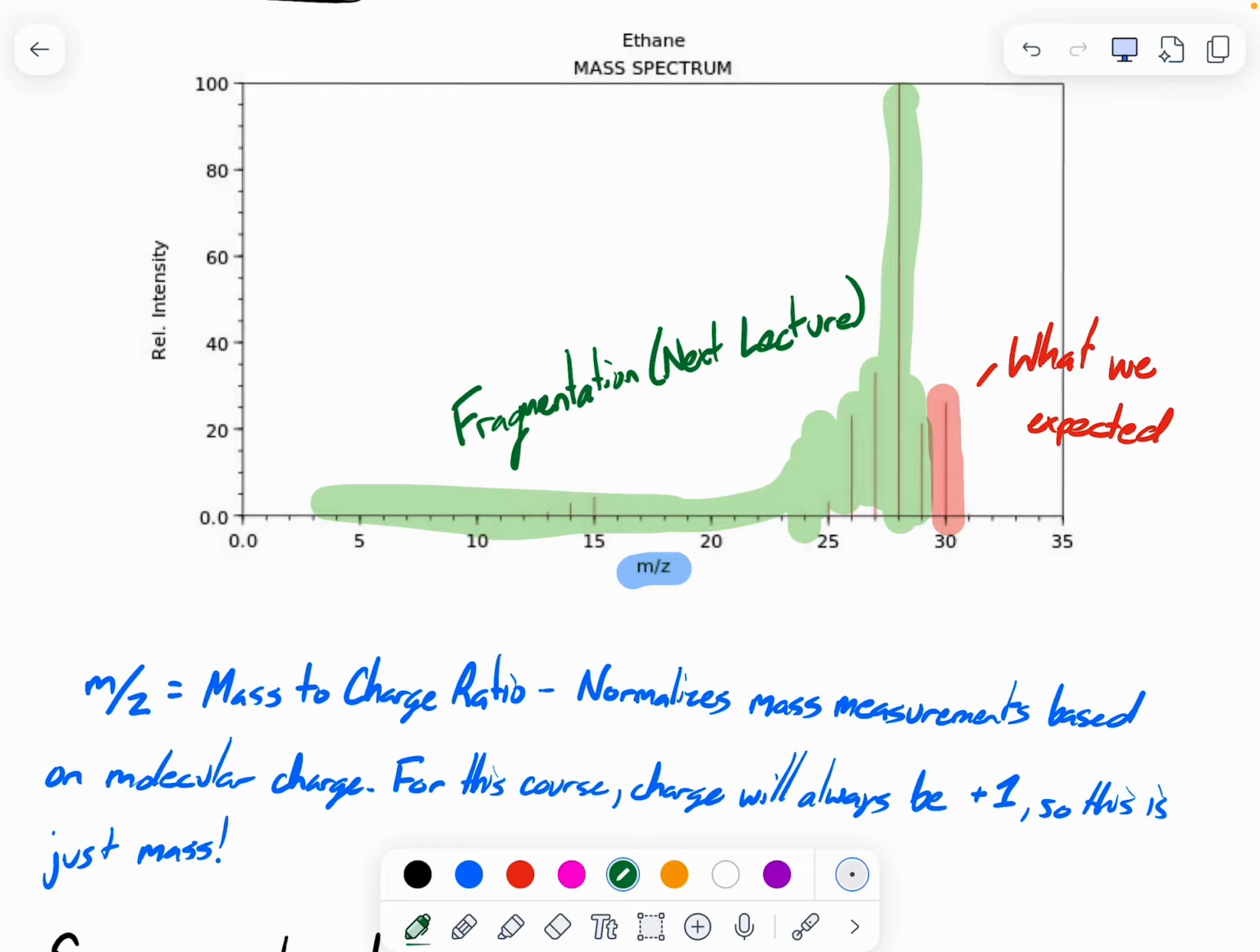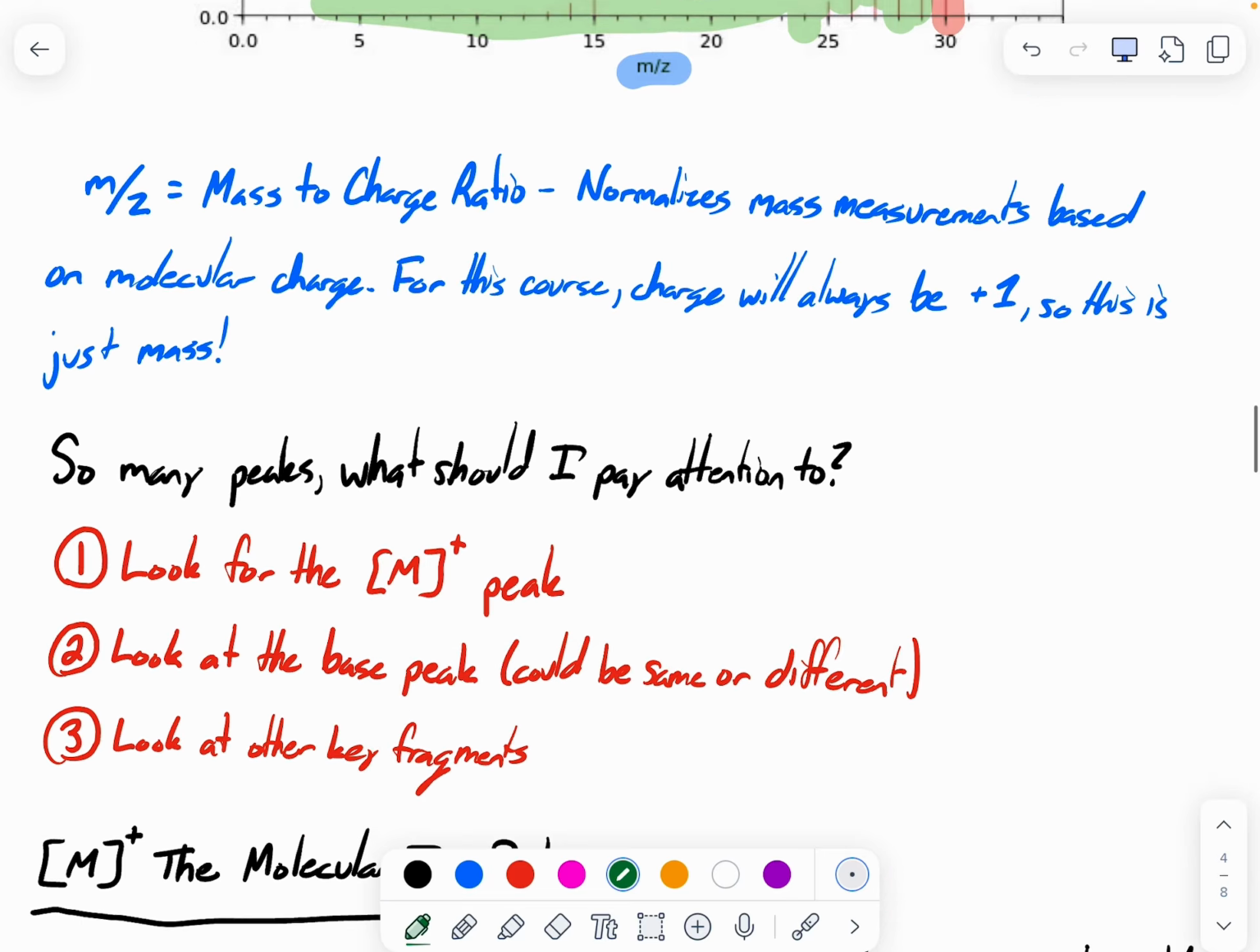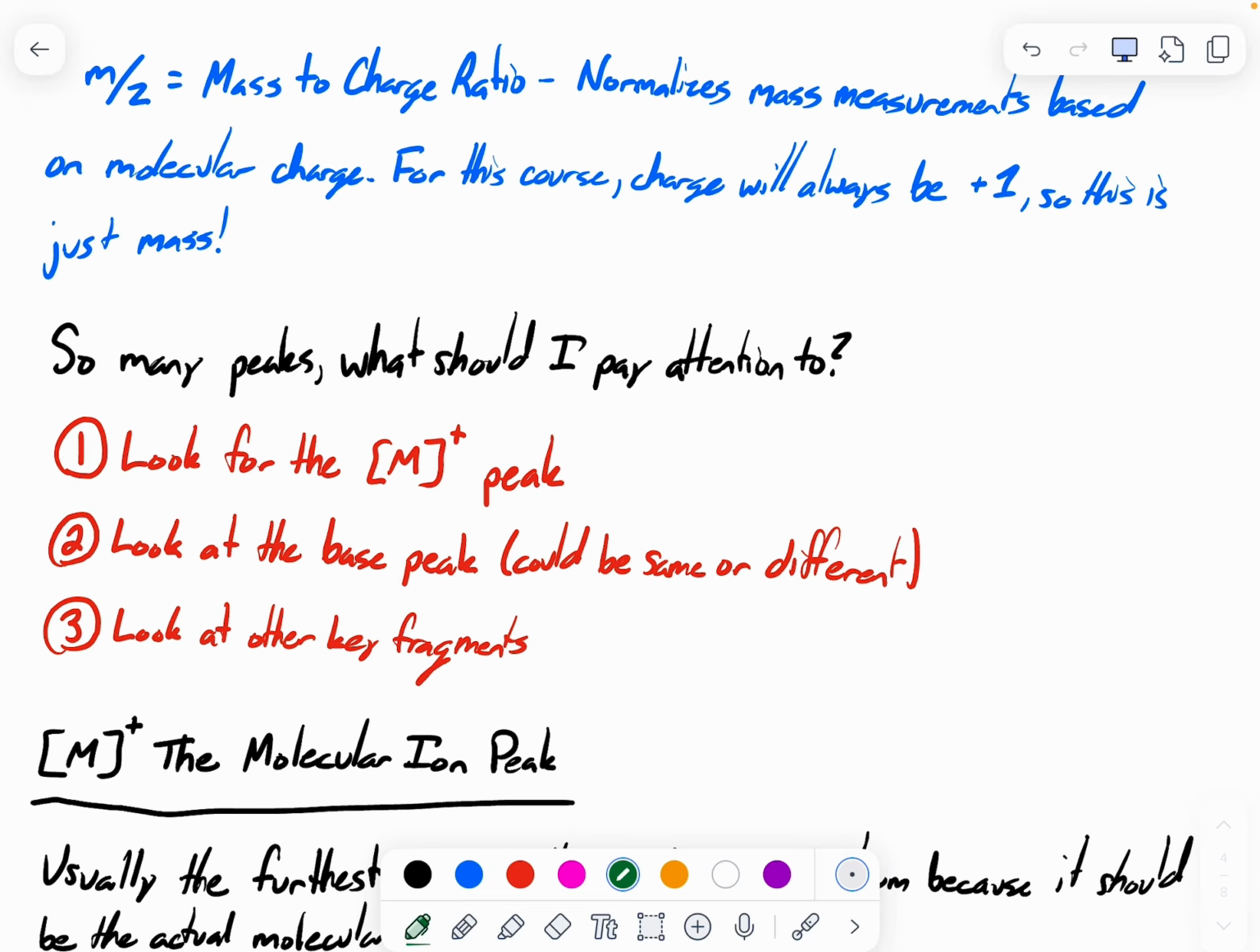So the first thing you might ask yourself is, all right, if I get one of these, what am I thinking about? Because what are you paying attention to, right? First thing you want to look for is what is called the molecular ion peak, which we label as that M in brackets with a plus beside it. The molecular ion peak is the thing that gives us the most information from the mass spec. From there, we can look at the base peak. We'll talk about what it means, but it can be the same or it can be different from that molecular ion peak. It's another indicator that tells us a little bit about structure. And then the last thing we're looking at is other key fragments in the mass spec. All right, but again, that's going to be for next lecture.